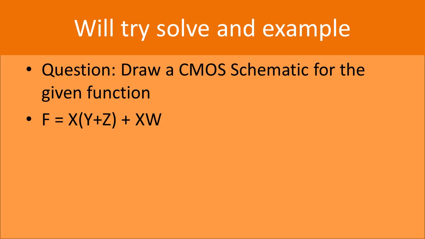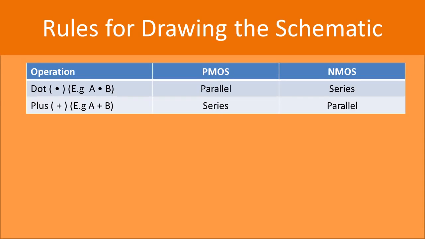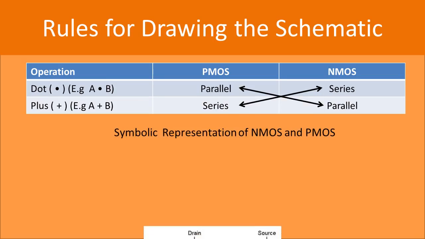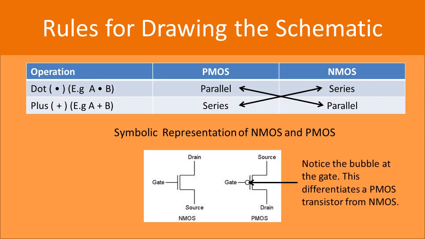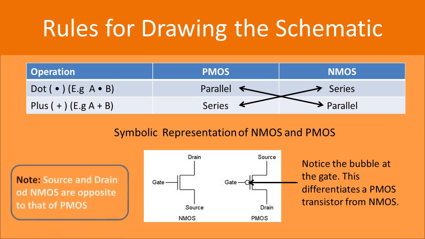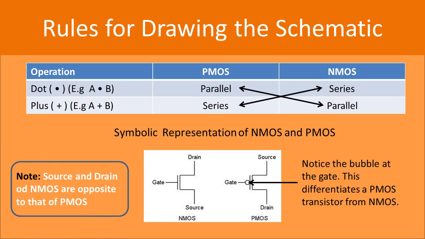We shall draw a schematic diagram of a function f is equal to x the whole multiplied by y plus z plus x into w. In NMOS, the dot is treated as a series function whereas plus is treated as a parallel function. It is exactly vice versa for the PMOS. The symbolic representation of NMOS and PMOS are shown in the figure. You can see that both NMOS and PMOS are exactly alike except for the bubble at the gate. Now notice that the source and the drain of the NMOS are exactly opposite to those of the PMOS.